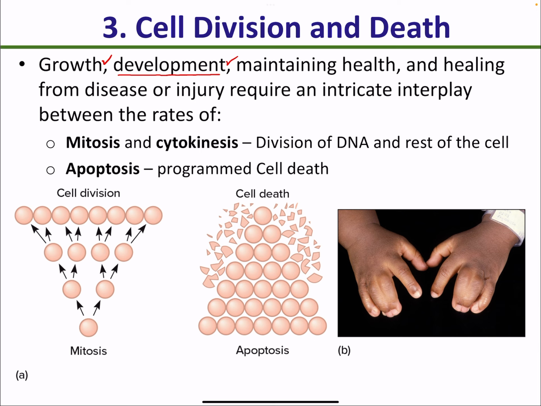Now, let's first of all address cell division. Cell division involves mitosis, which is really the division of the nucleus, or DNA, if you will, the distribution of DNA among the two new daughter cells. Another part that is very important to mention about cell division is cytokinesis. Cytokinesis is the division of the cytoplasm.